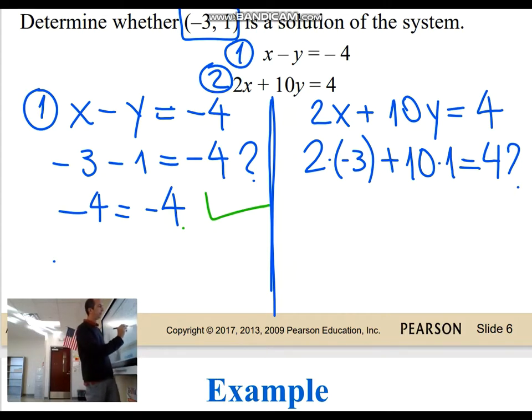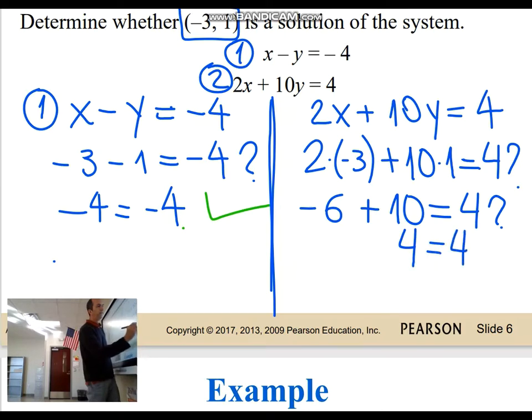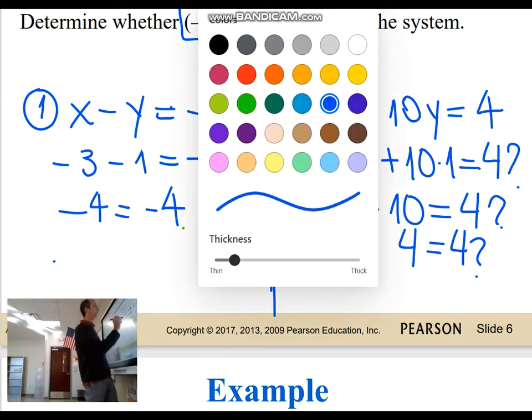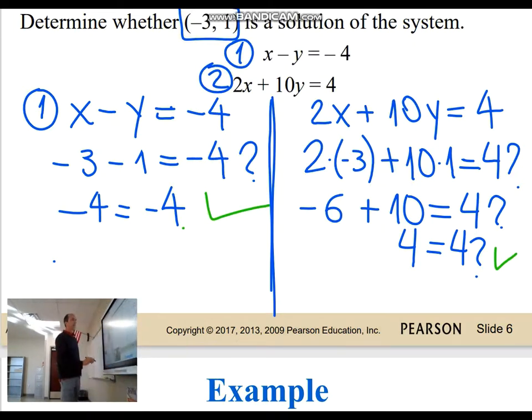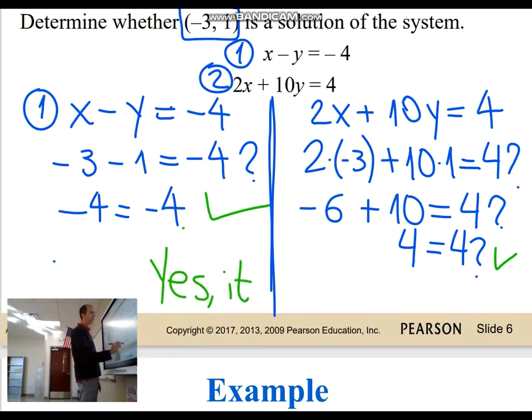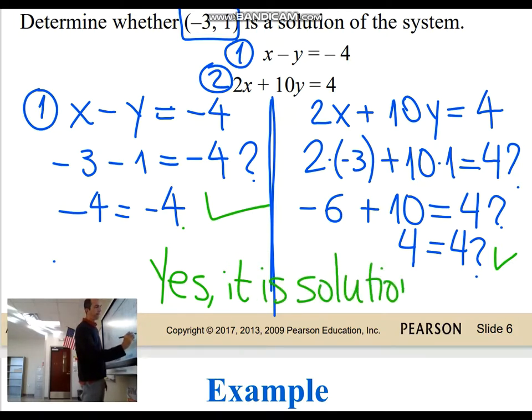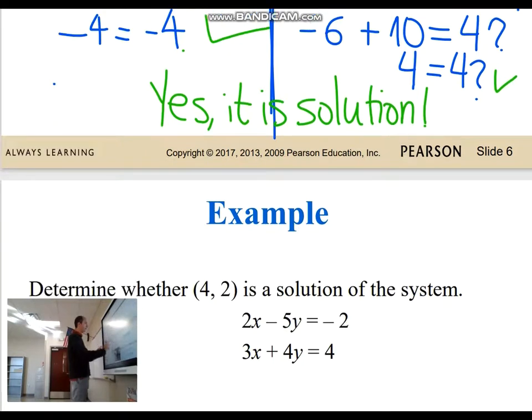Let's check. 2 times -3, -6. And 10 times 1, 10. And I don't know yet. Is this equal to 4? -6 plus 10, 4. Equals 4? Yes, true. This is true. The conclusion here is yes, it is a solution for the system of equations. Great.